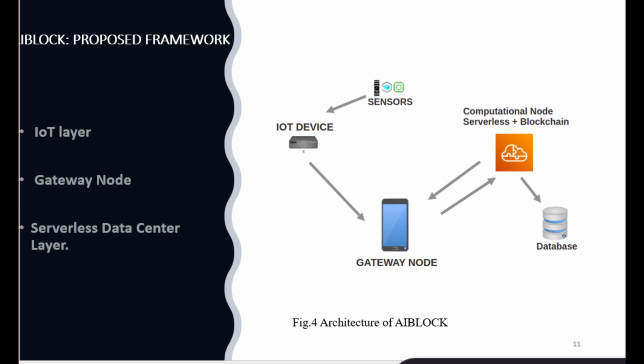The serverless data center layer can be regarded as the most important part of the framework, as in this part every computational work is carried out. Data from the IoT is processed in this layer by a previously deployed machine learning model to find the COVID-19 detection result. In addition, blockchain transactions for data integrity are also performed here.